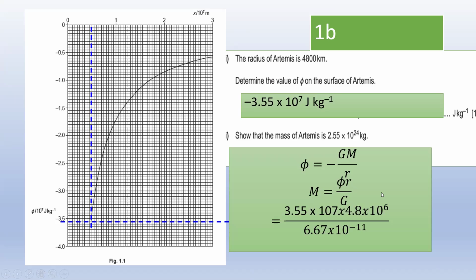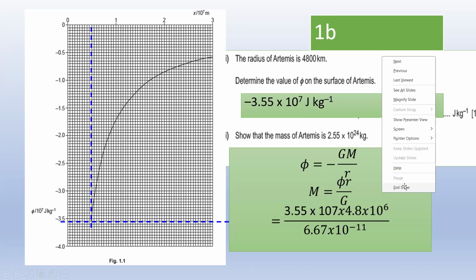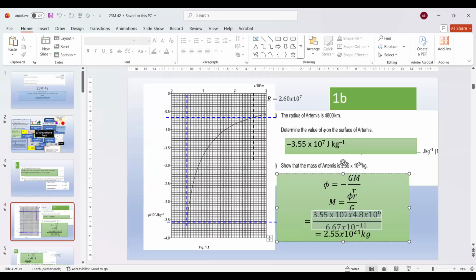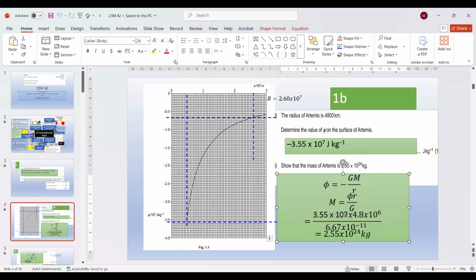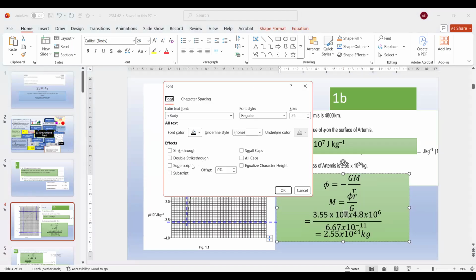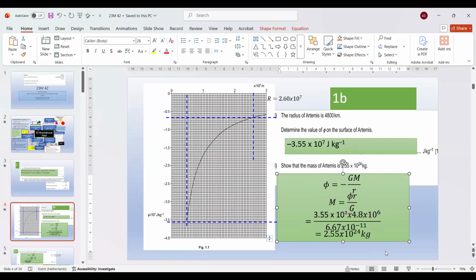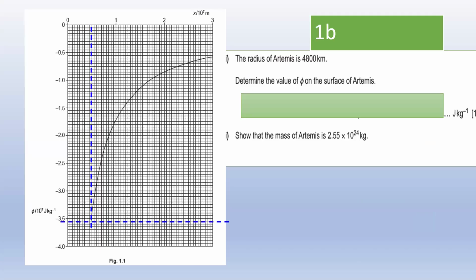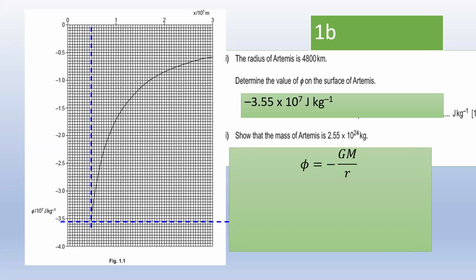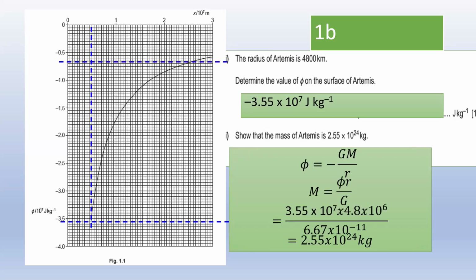Unfortunately, the computer keeps on changing my 10 to the power 7. What is happening to this program? Okay. Any comment? Cannot hear you, too soft.